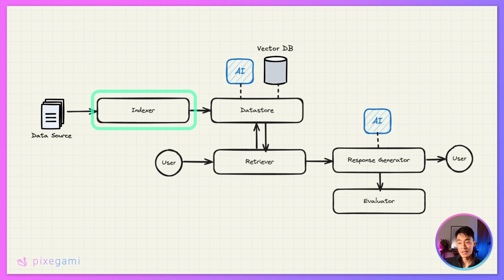First, we have the indexer. This is what will read your raw documents. Documents can be long, so the indexer's job is to split them into smaller pieces, which we will call chunks, and then it gets them ready to be stored.